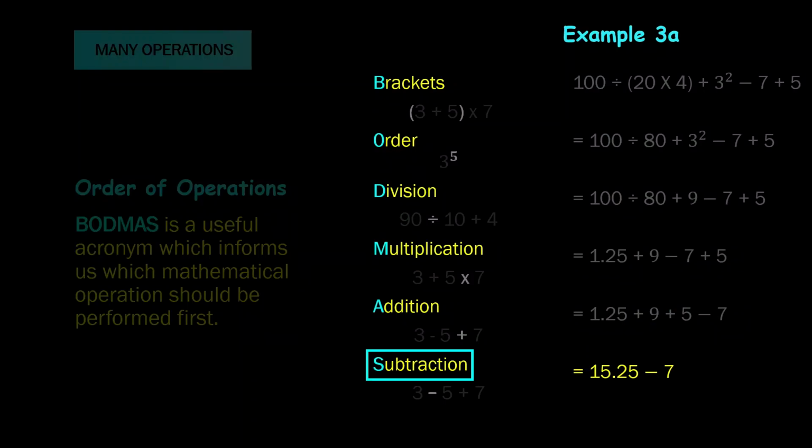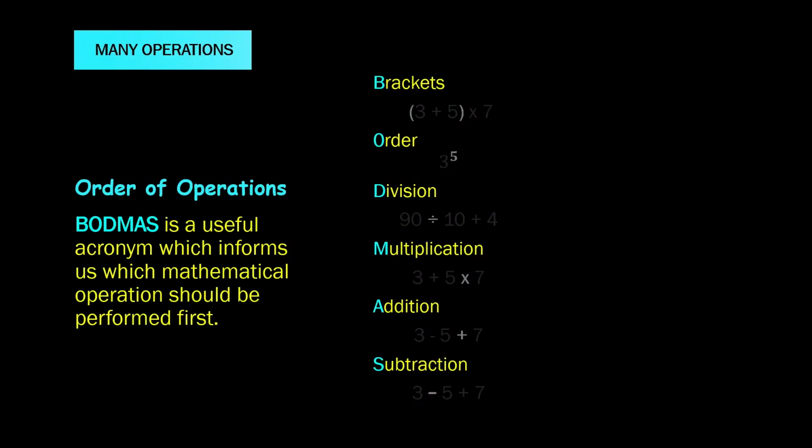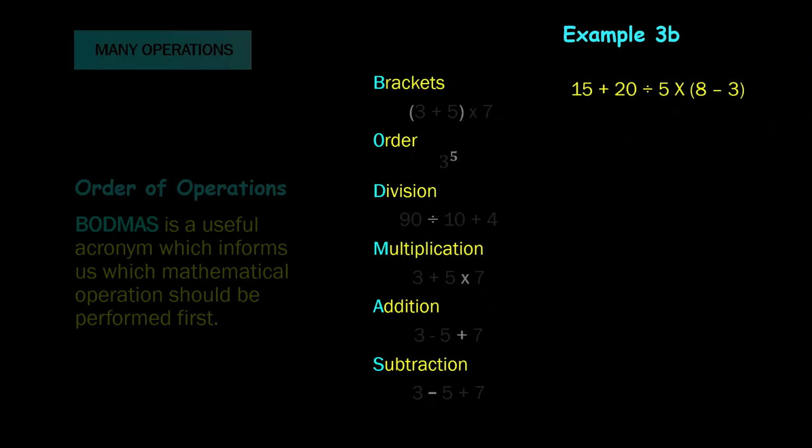Finally, we are left with the operation of subtraction. We have 15.25 minus 7 left at the end. And this equals 8.25. Let's take a look at another example. Consider the one shown on your screen. Carry out the operations within brackets first. 8 minus 3 is equal to 5. We substitute 5 in place of 8 minus 3.